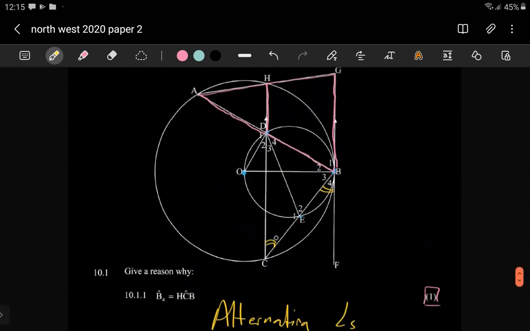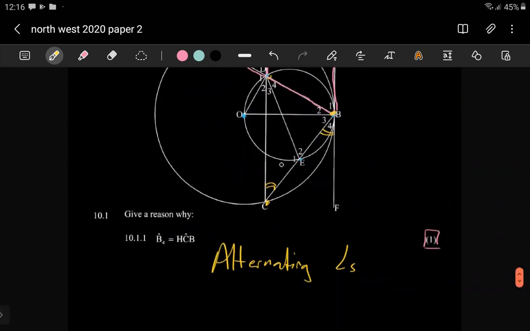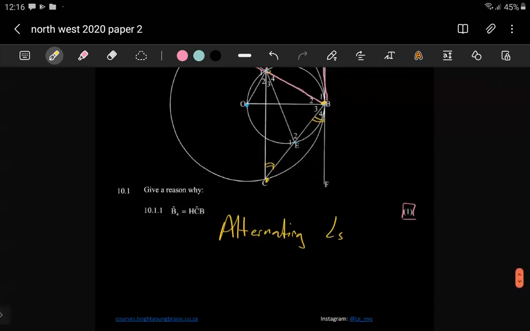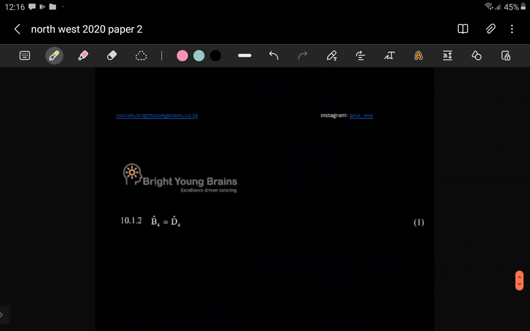It's not the tan chord theorem. If you say tan chord theorem, you're wrong, because it's a point on one side, one point of the big circle, but then this one ends up in the small circle. So don't make the mistake of saying tan chord theorem here, because nope. These 3 points would have needed to be in one full circle. They're just equal because they're alternating angles.